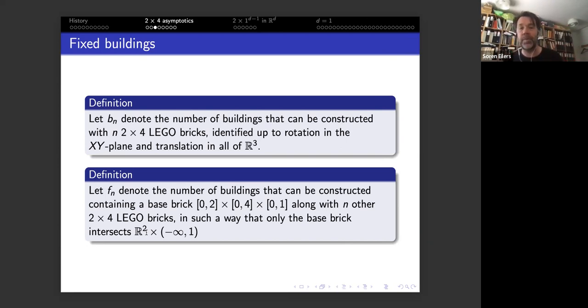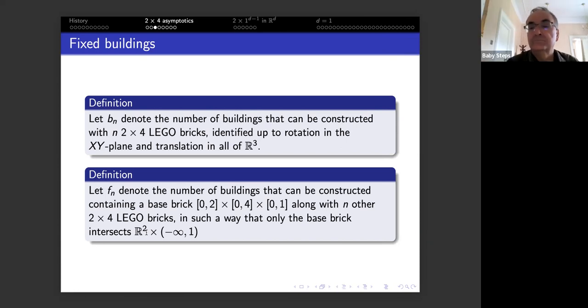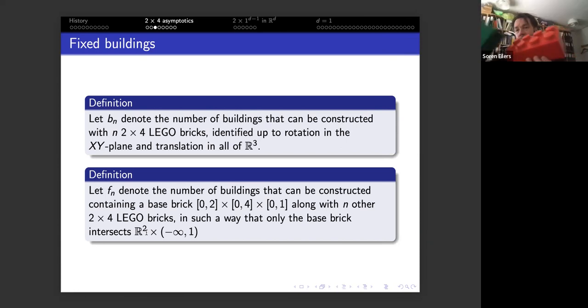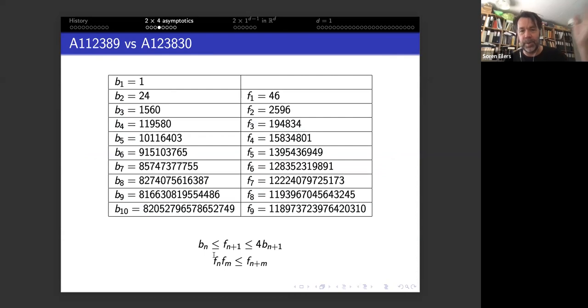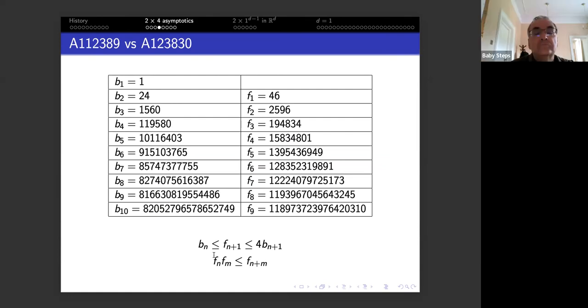So now the number 46 would come back, because it's the number of ways of doing this with one fixed brick in the lower level, and then one in the second layer. And then the point of doing this, so I've shown you these numbers as far as I know them, is that it's very easy to see that these F numbers are what is called super multiplicative. So this means that if I take the number of F buildings with N bricks and I multiply it with the number of F buildings with M bricks, this is, did I say super?